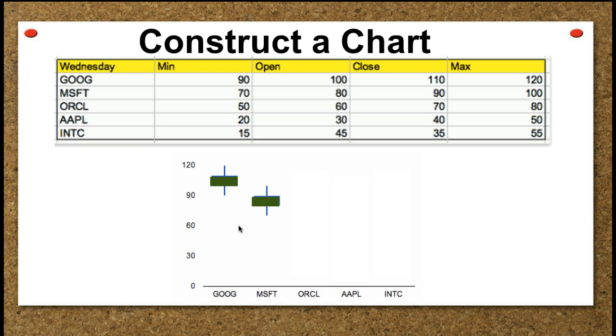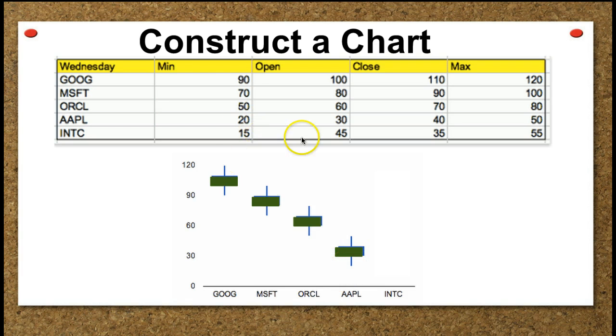Here's Microsoft, same thing. Open is lower than the close, and then we have our min and max. How about Oracle? It looks like we have the same type of candlestick. It's going to be green because our open is still lower. Same with Apple. Our open is 30, our close is 40. Notice that our max was up here at 50 and our min down here at 20.